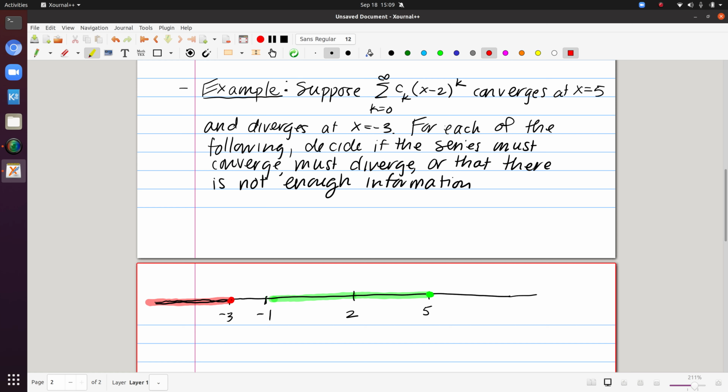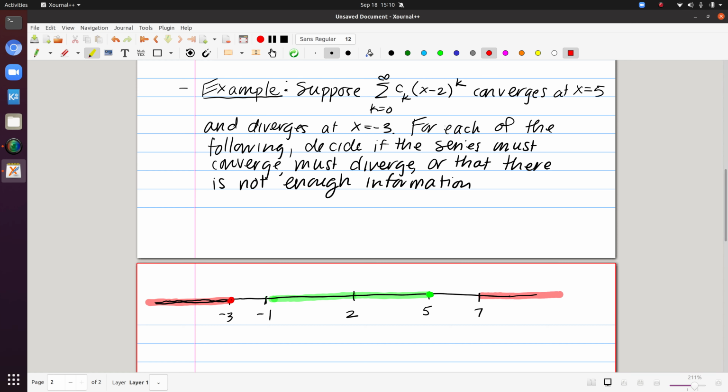But again, let's think about the symmetry that's involved here. I can now notice that that is 5 units to the left of my center. So I can now look at 5 units to the right, which would take me to x equals 7. Because of the symmetric nature of this interval around the center, then I know that anywhere beyond 7, I'm going to get divergence.